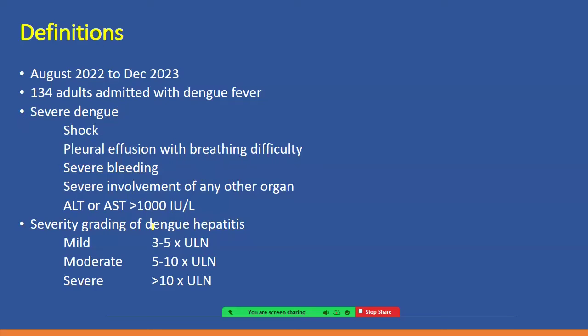For classifying the severity of dengue hepatitis, we classified all those patients who had AST/ALT enzymes more than 3 times and up to 5 times as mild, and from 5 times to 10 times as moderate dengue hepatitis. And all those patients who had liver enzymes more than 10 times the upper limit of normal were classified as severe dengue hepatitis. The cutoff for the upper limit we have taken as 40, as per our lab reference.